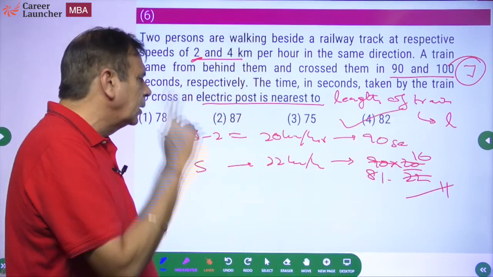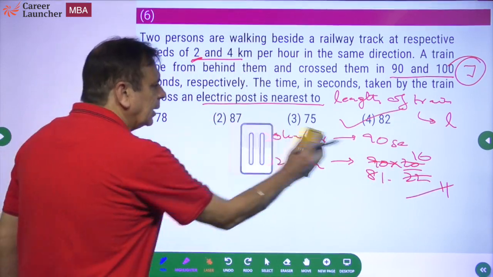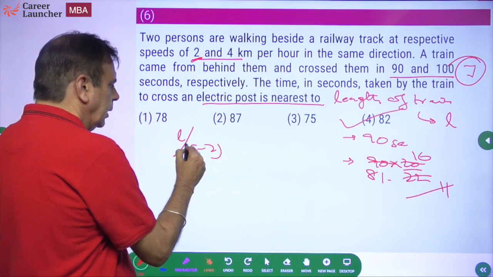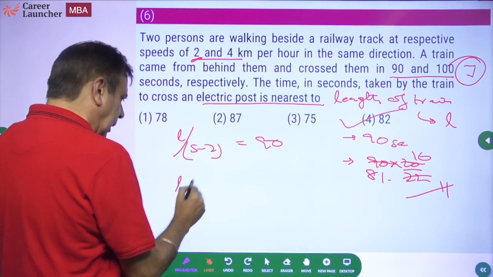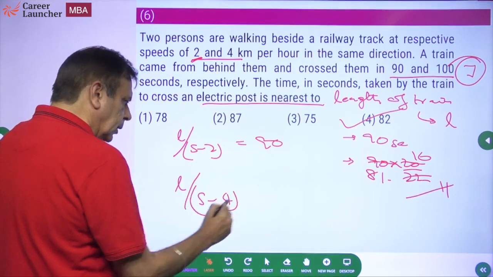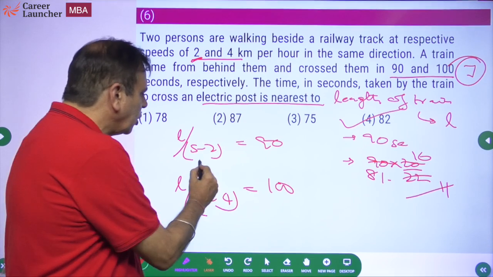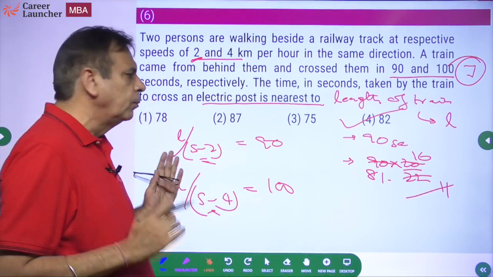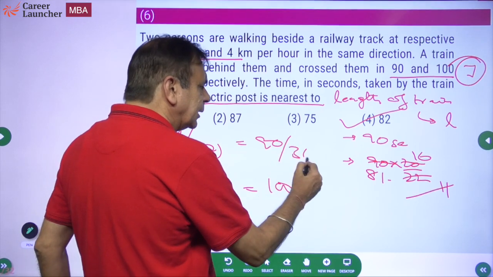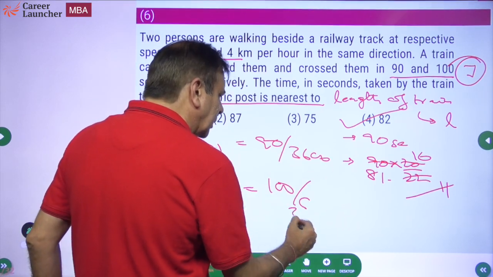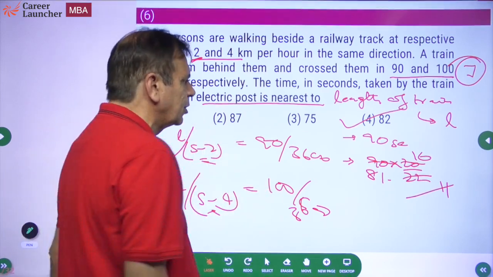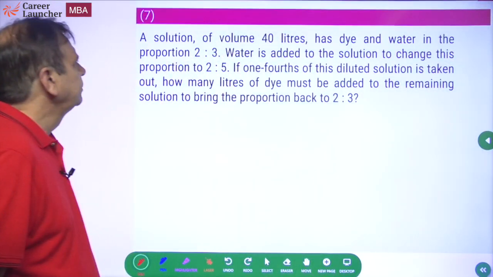The critical thing to understand is when you are making this equation, L upon S minus 2 equal to 90 and L upon S minus 4 equal to 100, don't waste your time converting these 2 kilometers per hour to meters per second or whatever. I've seen many people say divide by 3600, divide by 3600, just so that it also becomes hours. That's a waste of time. Stop doing such stupid things. Okay.